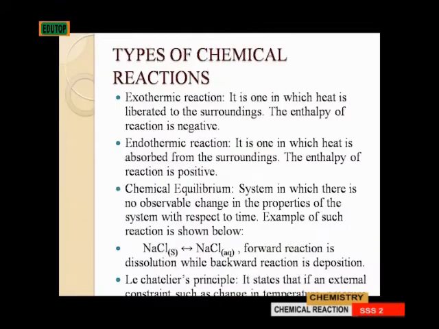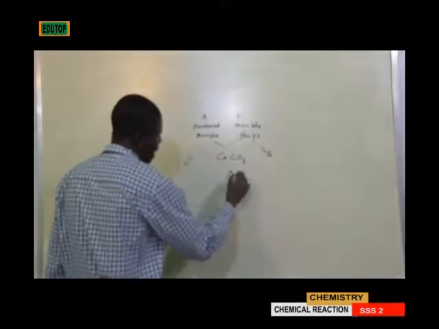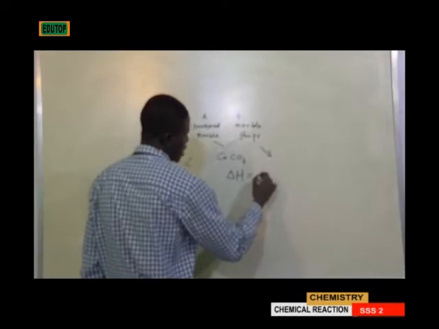Types of chemical reactions. We have exothermic reaction. It is one in which heat is liberated to the surroundings. The enthalpy of reaction is negative. Take note of that. In exothermic reaction, enthalpy is negative.